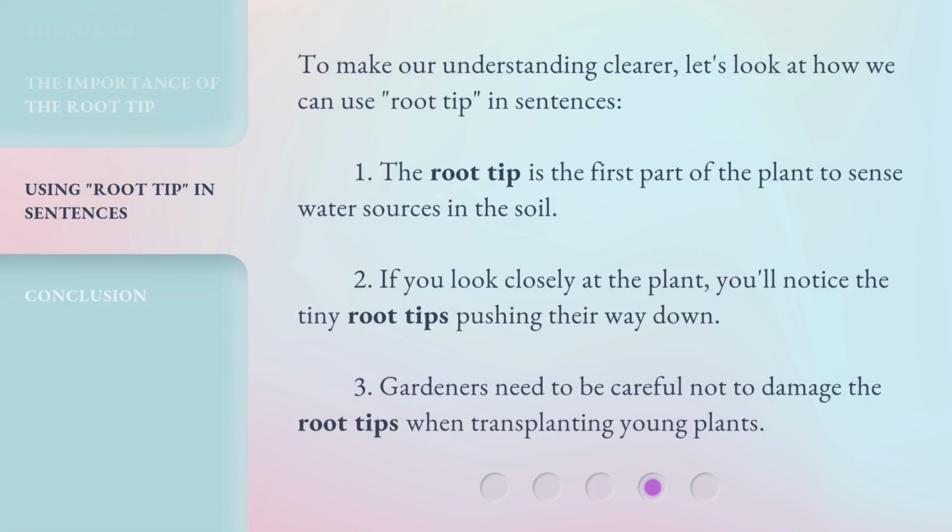To make our understanding clearer, let's look at how we can use root tip in sentences. 1. The root tip is the first part of the plant to sense water sources in the soil. 2. If you look closely at the plant, you'll notice the tiny root tips pushing their way down. 3. Gardeners need to be careful not to damage the root tips when transplanting young plants.